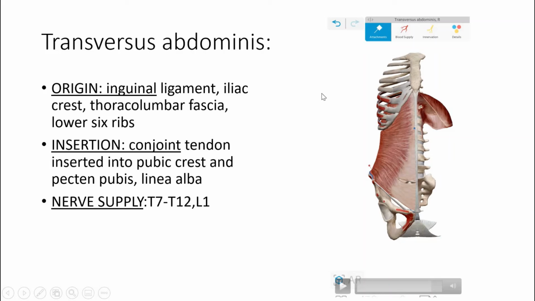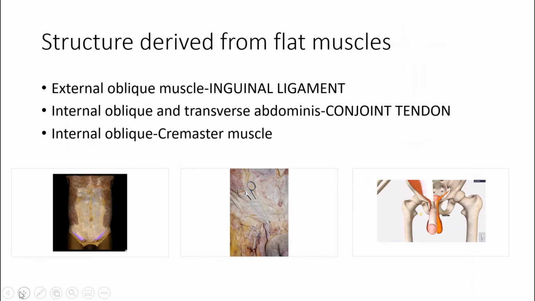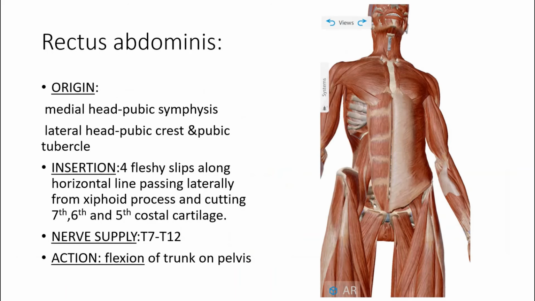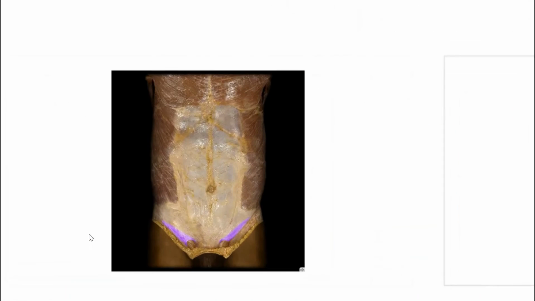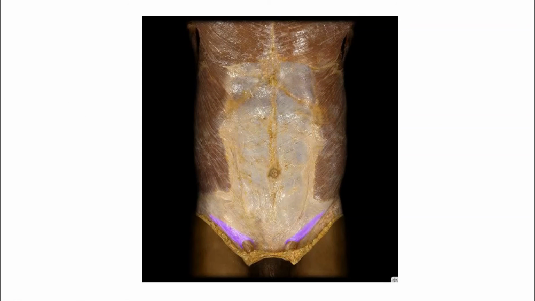So this again is supplied by the anterior primary rami of lower 6 thoracic nerves and first lumbar nerve through iliohypogastric and ilioinguinal nerve. So then we have the structures which are derived from flat muscles. We have already talked about this. The external oblique muscle, inferiorly, it gets modified to form inguinal ligament. You can see here the purple shaded area.